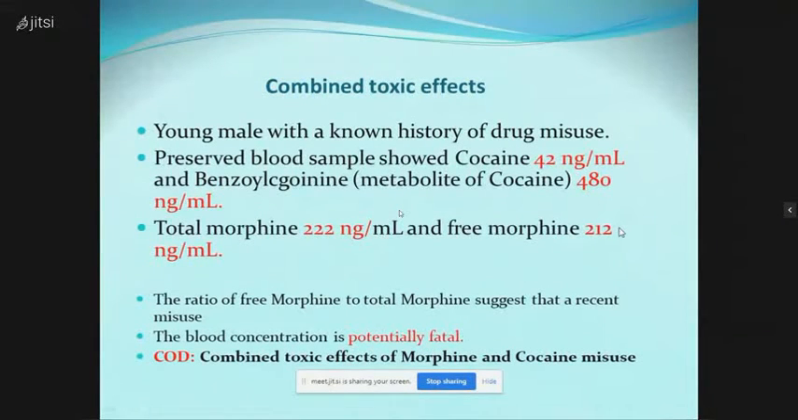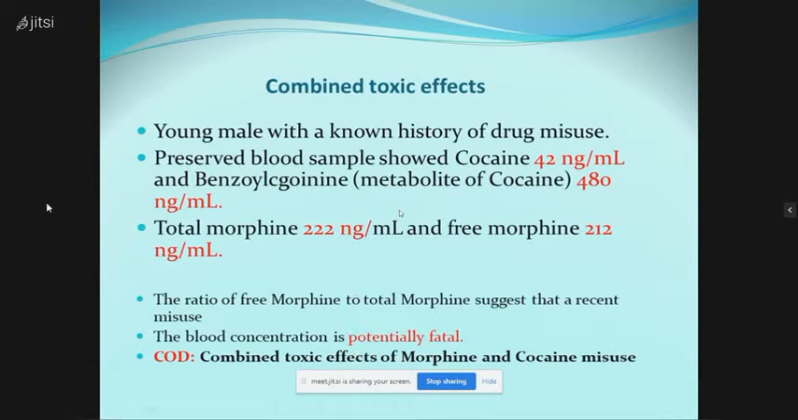I just want to give you an example of compound toxic effect. For instance, a young male known with a history of drug misuse, and the preserved blood sample showed cocaine 42 nanogram per ml, and benzoylecgonine, a metabolite of cocaine, 480 nanogram per ml. The total morphine was 220 nanogram per ml, and the free morphine 212 nanogram per ml.